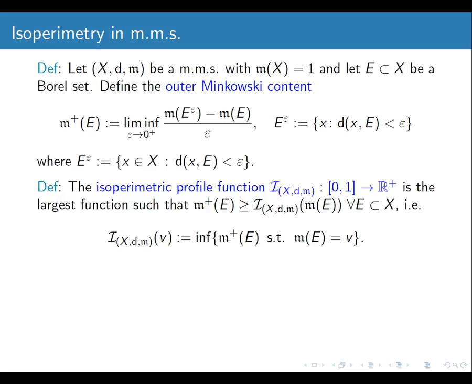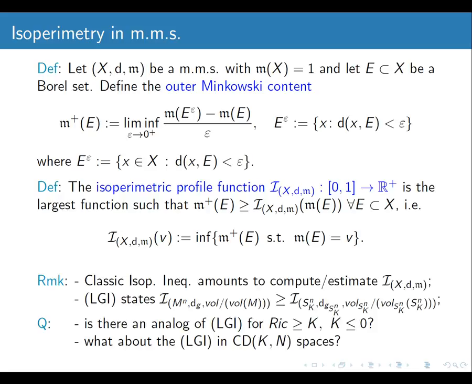So once we know the way we want to measure the perimeter, we consider what is called the isoperimetric profile function. This is just a more convenient way to state the isoperimetric inequality later. What is this function, capital I? The isoperimetric profile function is defined this way: if you give me a volume, I pick the smallest possible boundary measure that I can take fixing this volume.